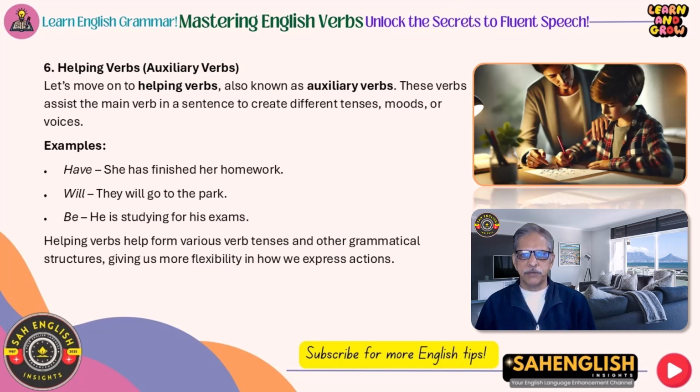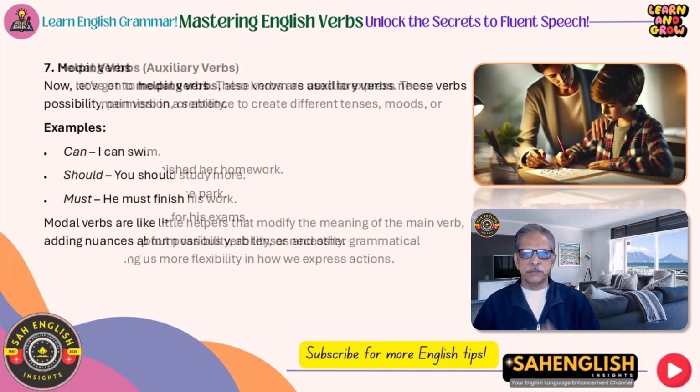6. Helping verbs, auxiliary verbs. Let's move on to helping verbs, also known as auxiliary verbs. These verbs assist the main verb in a sentence to create different tenses, moods, or voices. Examples: have, she has finished her homework. Will, they will go to the park. Be, he is studying for his exams. Helping verbs help form various verb tenses and other grammatical structures, giving us more flexibility in how we express actions.